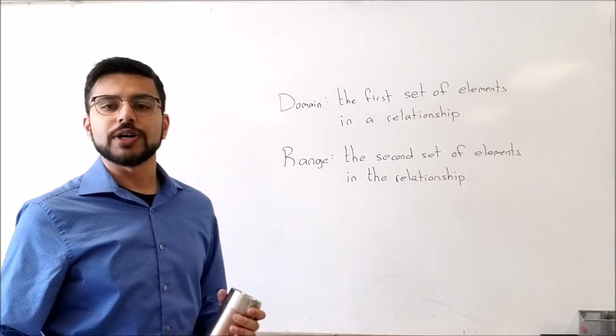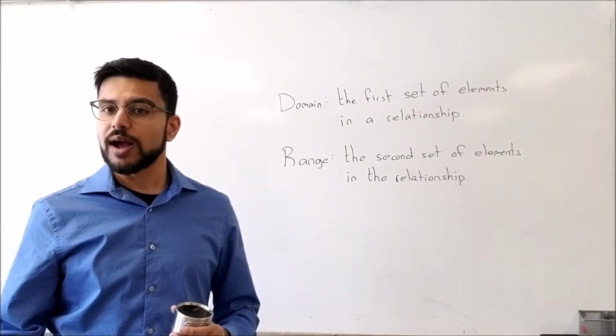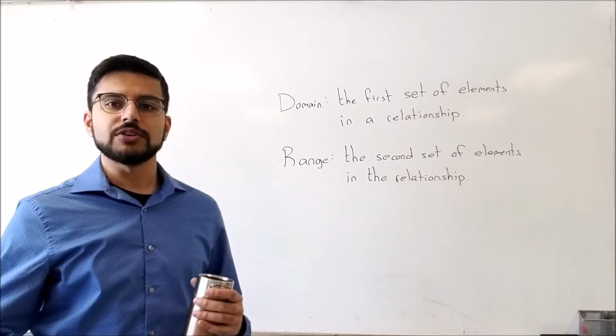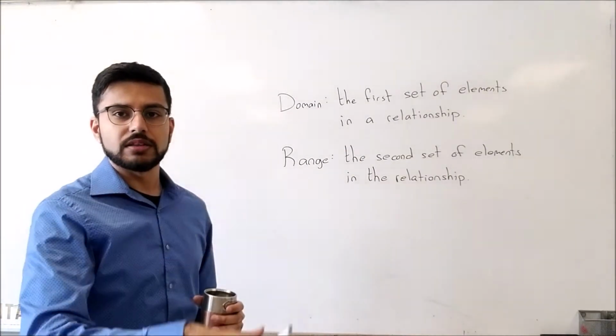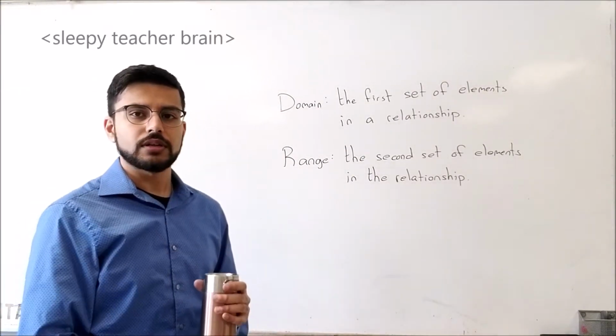Both of these words describe a set of values when we eventually get into graphing. So domain is all of our x values, that's on the bottom of a graph, and the range will always be your y values, so that's on the vertical part of the graph.